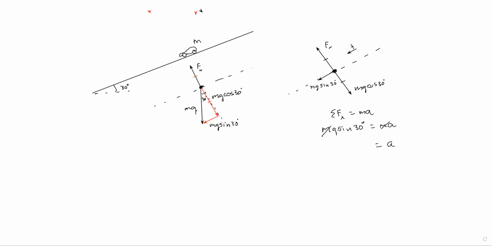So 10 times sine 30, which is 0.5, is going to be 5. So 5 meters per second squared. That's how that car accelerates. You can see that the mass cancels out, so it doesn't matter. The mass of the car does not make a difference. It always accelerates at 5 meters per second squared if the angle is 30 degrees.